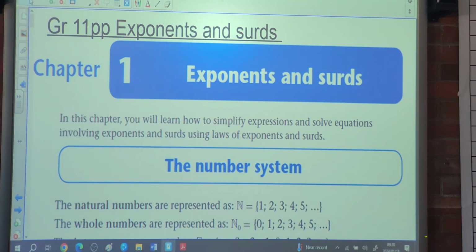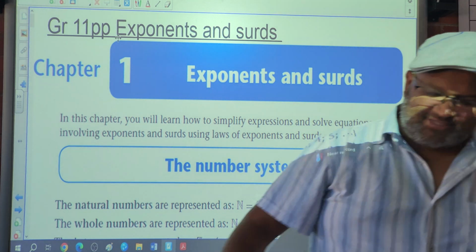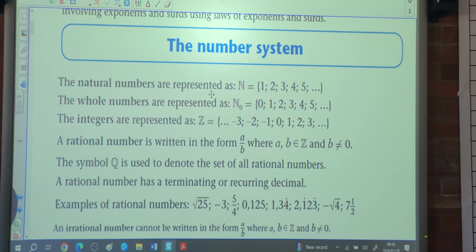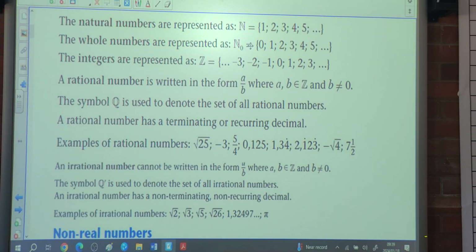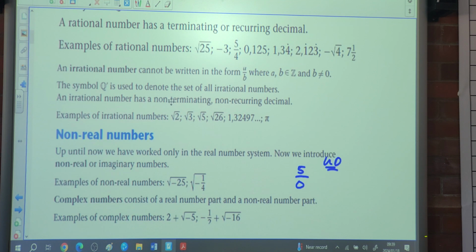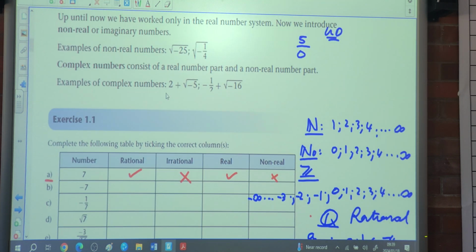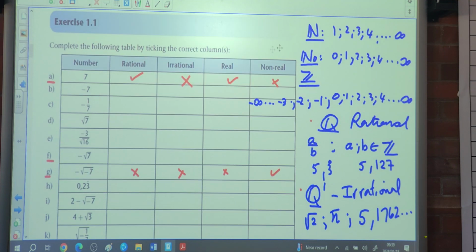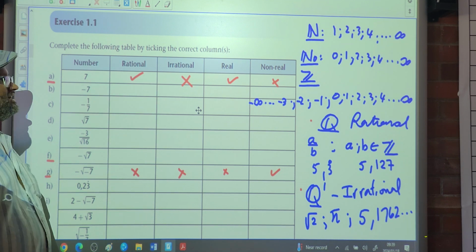Good morning, class. So at this point we're looking at exponents and surds. Okay, we already spoke about the natural and the whole numbers and integers and rational and irrational and non-real, all of those things we spoke about, when something's undefined as well. So we're just going to do the tick table quickly to complete exercise 1.